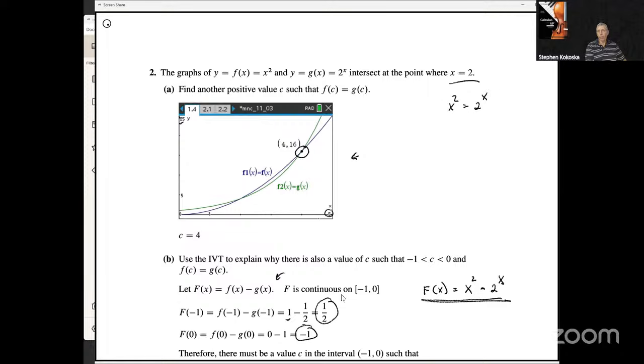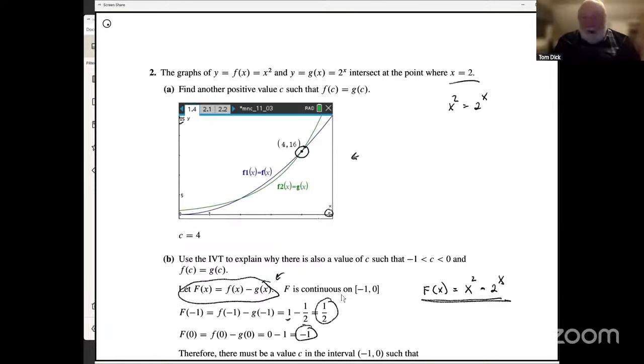Yep. Well, the reasoning's all kind of sound there, but if you look at the IVT, it doesn't refer to two functions. So if students were going to use IVT, they really needed to set up a difference function like you had there. Exactly. And then you could use the IVT on that function that's the difference between the two.